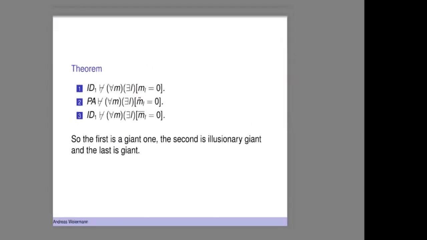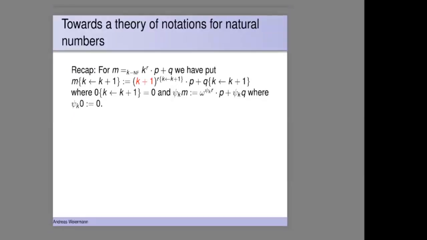And now, finally, I want to come to part 3 of the talk. Namely, you can ask the question, what is gained by all of this? Of course, you can imagine that you have many different Goodstein principles and you can play around. But what is the genuine insight? What I want to show now is a sort of general theory of notations for natural numbers. And let me give a short recap.